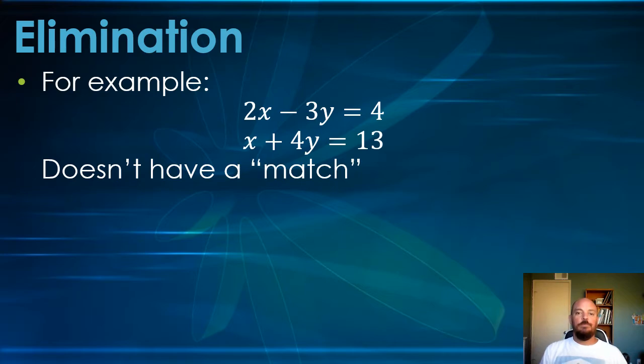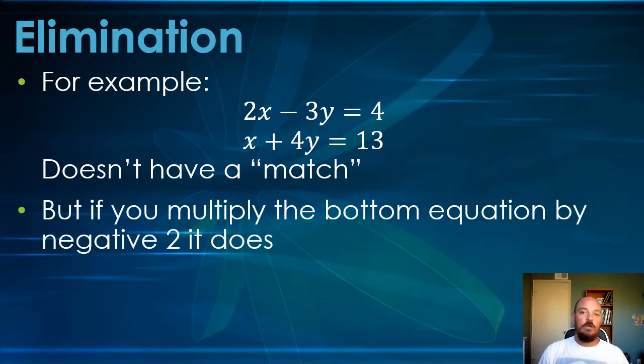So let's look at this problem here. Let's say I asked you to solve this system here, 2x minus 3y equals 4, and x plus 4y equals 13. And you look at it and you go, well, it doesn't have a match right off the bat. I have a 2x and an x, I have a negative 3y and a positive 4y. Nothing's going to cancel if I add or subtract these equations if I try to do it by elimination. But if I take that bottom equation and I multiply it by negative 2, it would have a perfect match. And remember, what I'm really doing is taking that equation and multiplying both sides of it by negative 2, which is something I'm allowed to do.